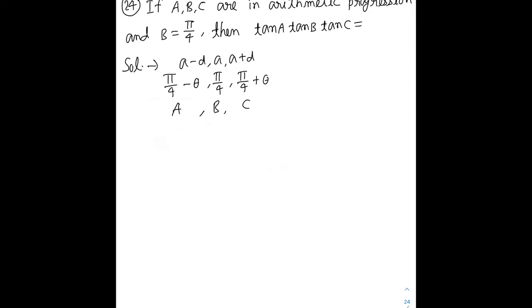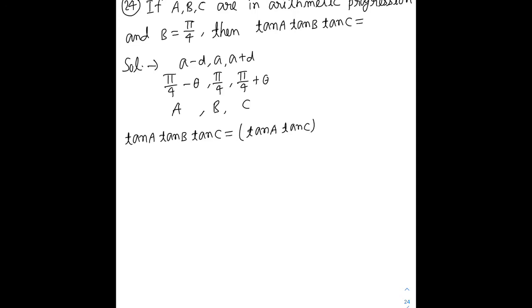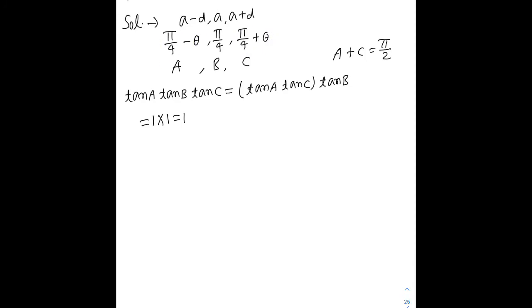So what will happen then? You have to find tan A, tan B, tan C, and according to this law, tan A into tan C you can group at one place, tan B separately. So you know tan A into tan C is nothing but 1. The reason is because A plus C is 90 degrees or pi by 2. So this is 1, and tan B is nothing but tan pi by 4, that is also 1. So the product is 1. Okay, so this is the easiest method. If you want to do it by another method, you can apply tan of pi by 4 minus theta and tan of pi by 4 plus theta, and if you simplify, you will get the same answer.